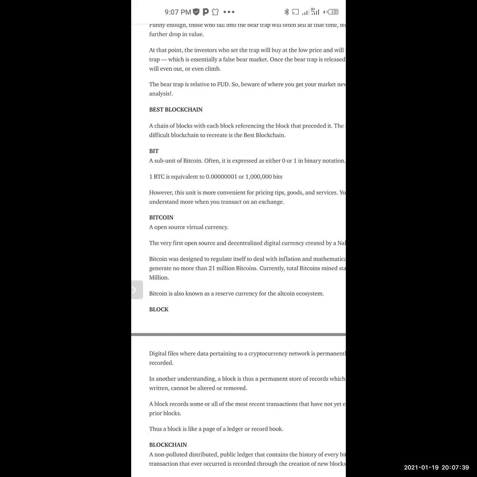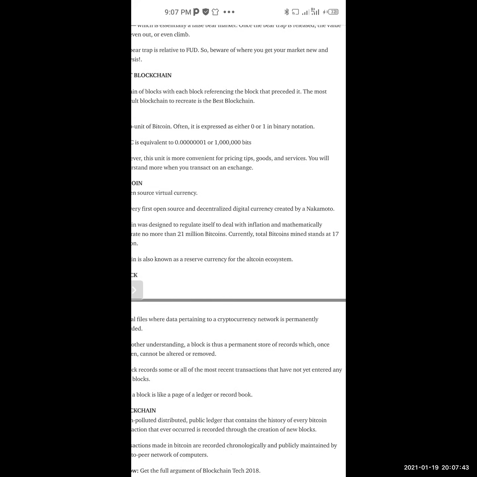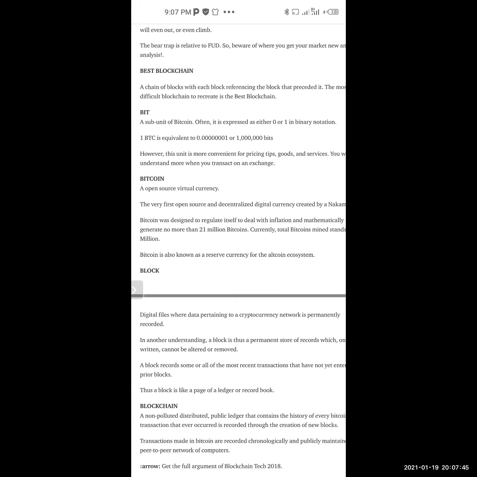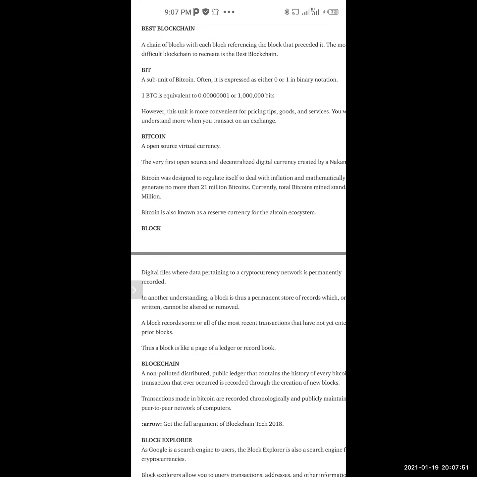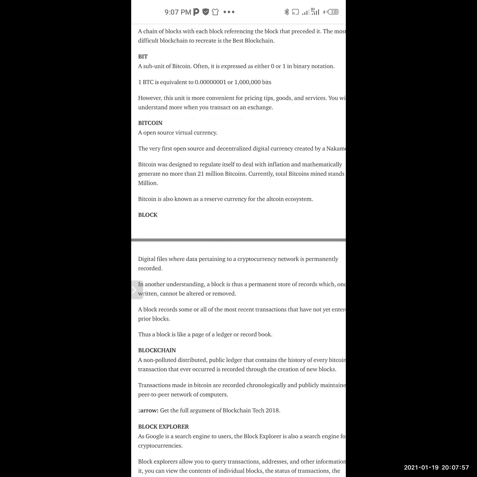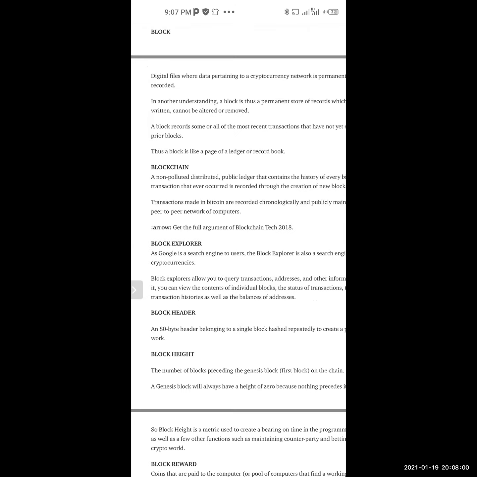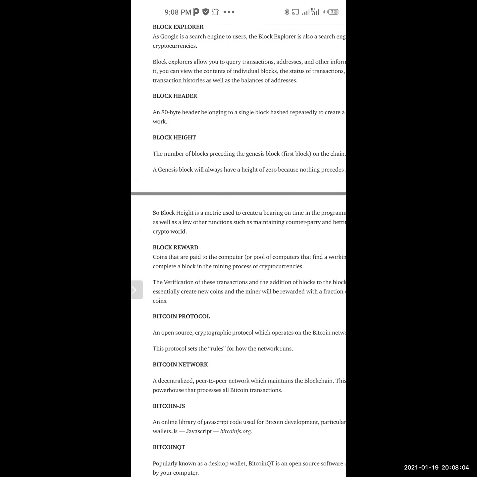So now, of course, you know what Bitcoin is. Bitcoin is the first digital open source decentralized digital currency created by Satoshi Nakamoto, and it has a limited supply of 21 million, and available supply right now is 18 million. So we'll explain what blockchain is. Now, what is block reward?